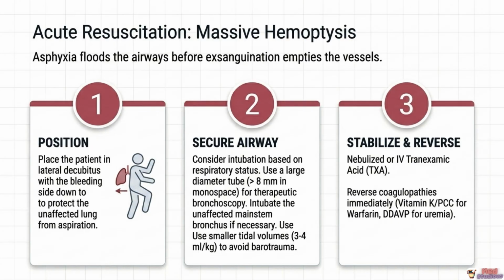Step 3, stabilize and reverse coagulopathy. Administer tranexamic acid, either nebulized or intravenously, to inhibit fibrinolysis. Immediately reverse any underlying coagulopathy. Vitamin K or prothrombin complex concentrate for warfarin toxicity, and DDAVP for uremia-associated platelet dysfunction.